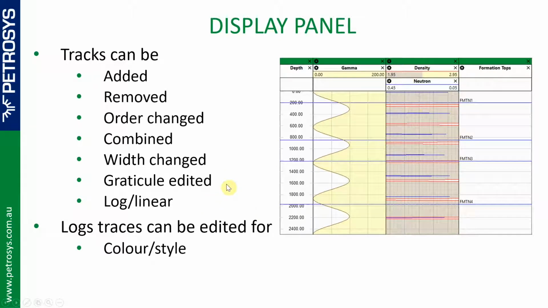The log traces can also be edited for colour. So here we've got brown, blue and red displayed. Thickness, so we can make those thicker lines, and we can also display fill. So in this example here we've got gamma rays filled to the edge, and density in this track is filled to the neutron track. So on one side crossover it'll be brown, and crossovers the other way it'll be yellow.